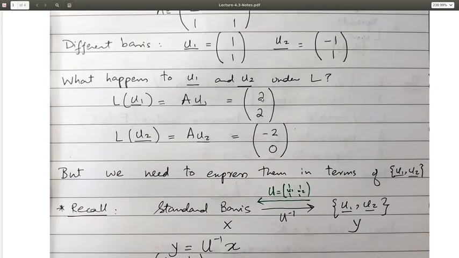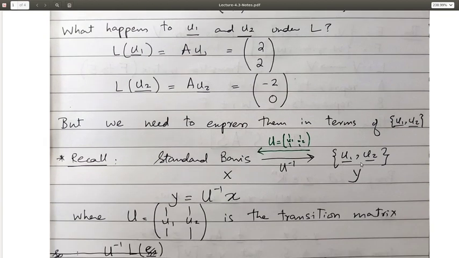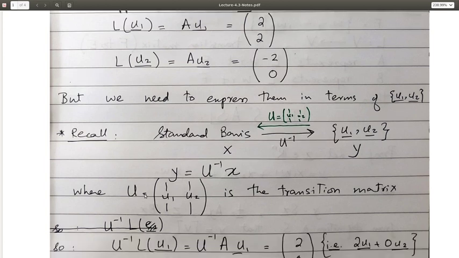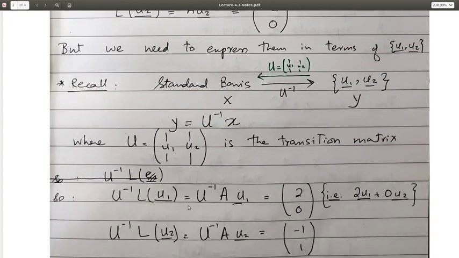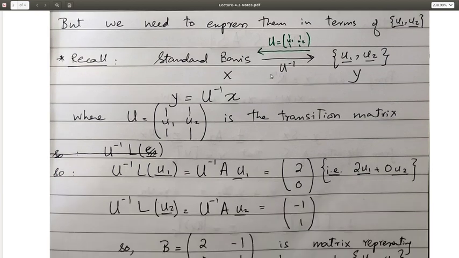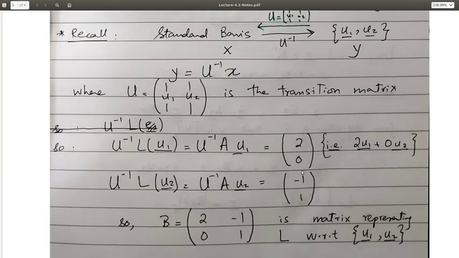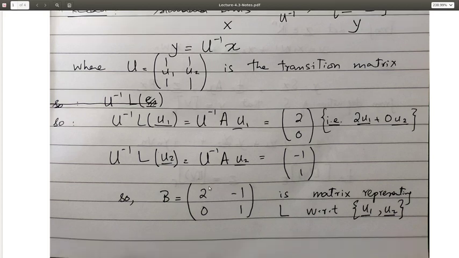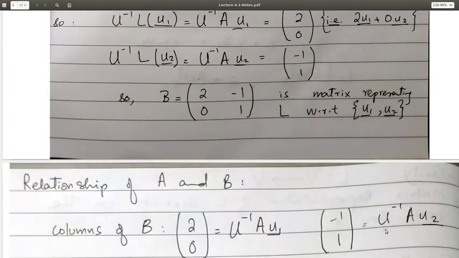The next thing you need to do is convert these vectors in terms of the non-standard basis vectors. To do that, you need the transition matrix to change basis. You're changing basis from standard to non-standard, so you need U inverse. I just multiply 2, 2 by U inverse and you get 2, 0. You multiply minus 2, 0 by U inverse and you get minus 1, 1. Now you can make the matrix B, which is 2, 0 and minus 1, 1, the matrix representing L with respect to the non-standard basis U1 and U2.